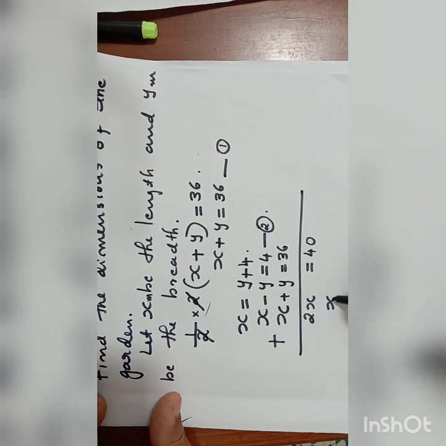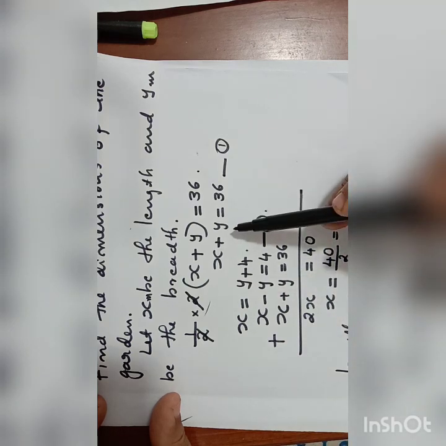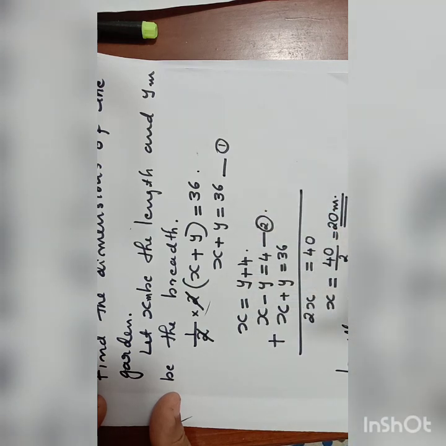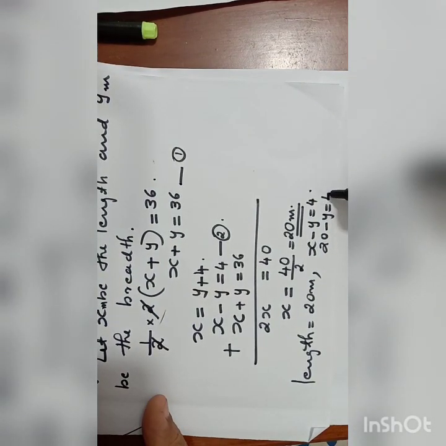So what is x equal to now? X is equal to 40 by 2, that's equal to 20. Let it be, length is equal to 20 meter. We can write in words, length is equal to 20 meter. How do we find out breadth? Here we have x plus y is equal to 36, x equal to y plus 4. Any equation we can choose. In the second equation, x minus y is equal to 4. X value is 20, so here we have 20 minus y is equal to 4.